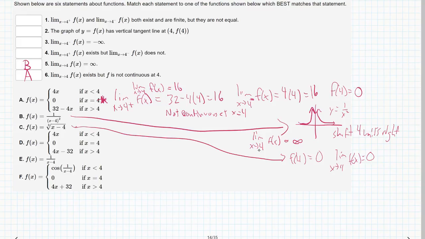The graph of y equals f of x has a vertical tangent line. Well, we'd have to do another check for that, or we could draw the function, which isn't too bad either. If you draw the function, you shift it 1, 2, 3, 4. It's basically the cube root on its side, and it looks like that might be our candidate.